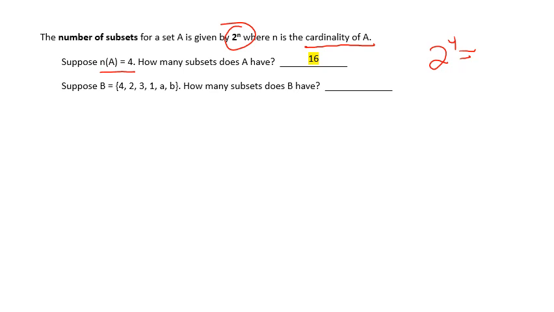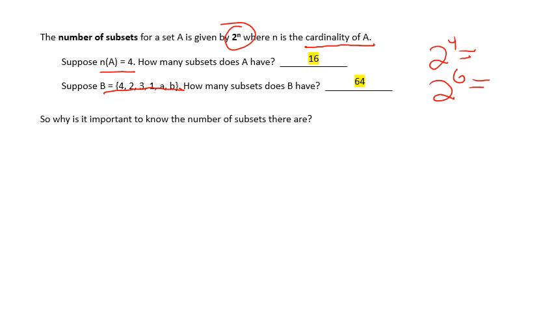Suppose we have a set B given here. Can you determine how many subsets B would have? There are 6 elements, and 2 to the 6th power is equal to 64. So why is it important to know the number of subsets there are?